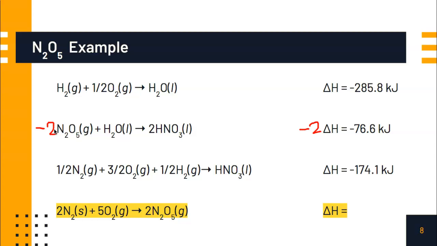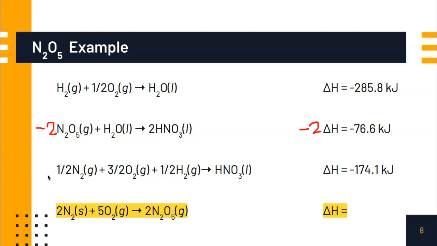When I do that, I will rewrite all of my equations so that they look nice and pretty and I can add them up more tidily, and that reaction looks good to me for now. So we're going to move on to our third reaction. We've got 1/2 nitrogen, 3/2 oxygen, 1/2 hydrogen to form nitric oxide.